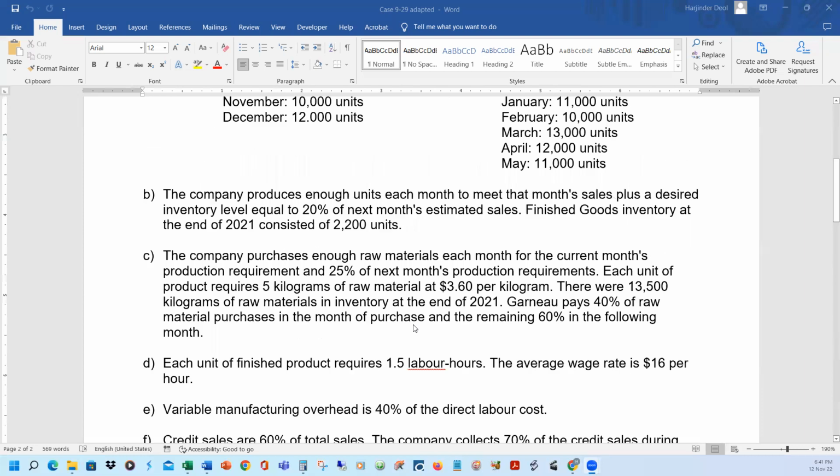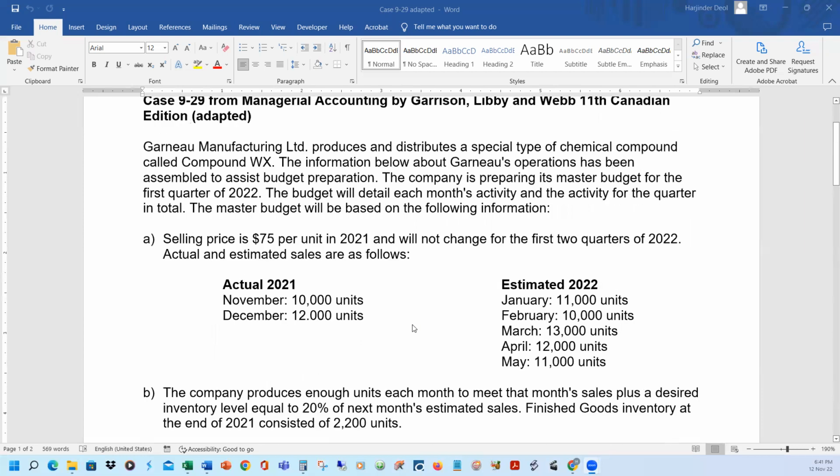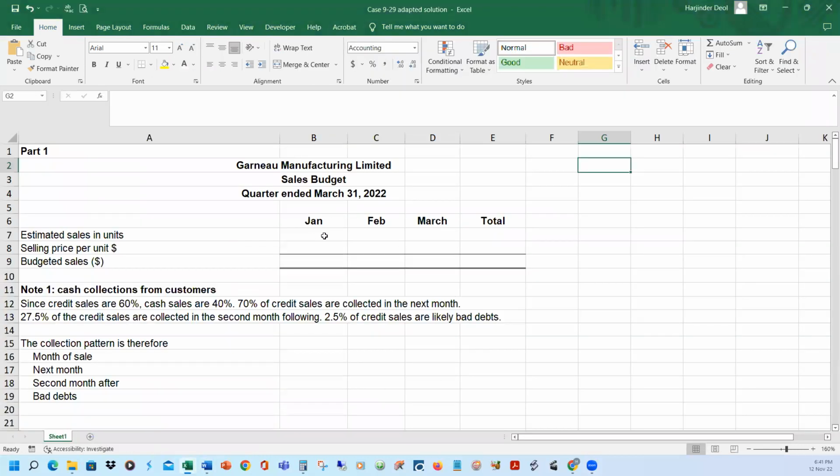So for a sales budget, we need basically two types of information. We need how many units the company is forecasting to sell in the months of January, February, and March of 2022. The number of units are provided to us in the case. We can use those. And we've been given the selling price, which is $75 per unit. It was the same price in 2021, and it's not expected to change in the first 2 quarters of 2022. So with that information in mind, we can set up our sales budget.